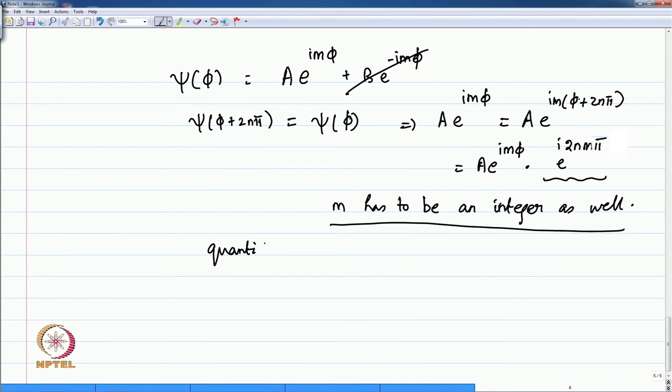Please remember, the n is not a quantization. The n is a boundary requirement, a cyclic requirement. It's a periodic boundary requirement for the particle to stay in a circle or in a circular motion. That comes out naturally from the way we have defined the angle phi. Therefore, n there should not be considered as a quantum number.